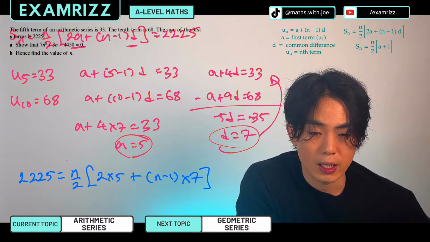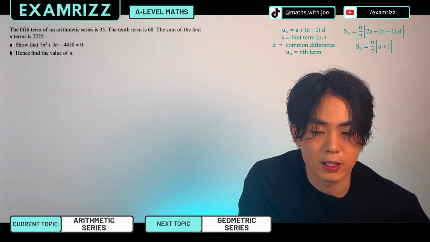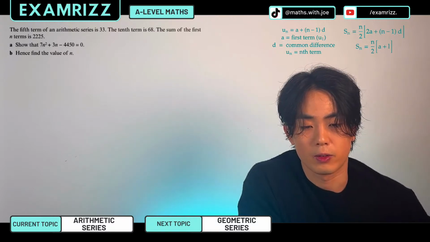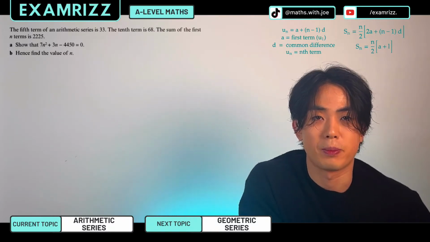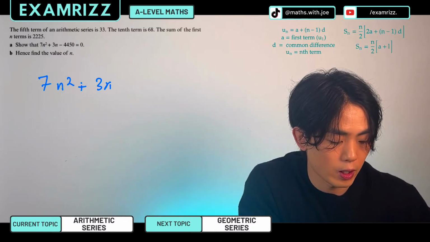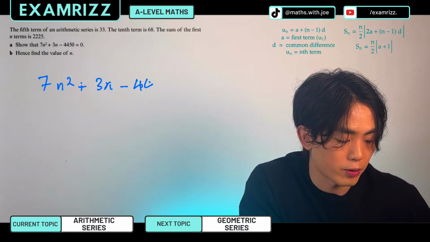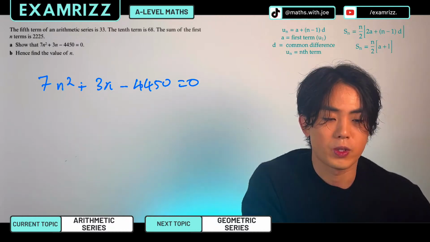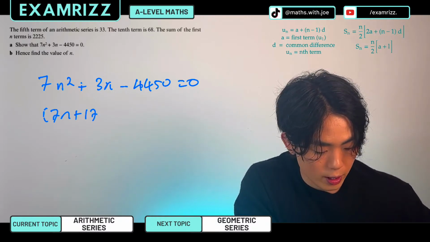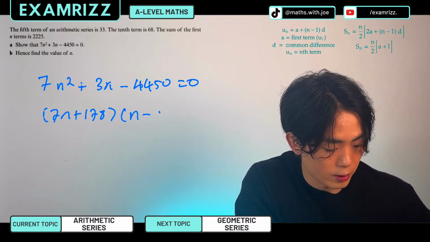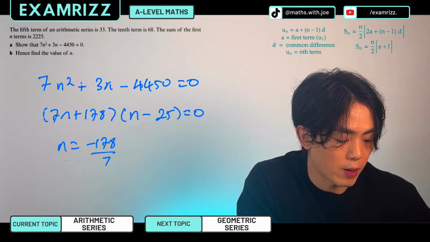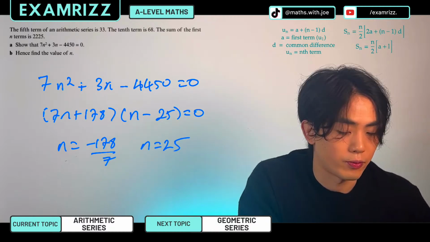So if we do that, then we can go ahead and do part B. It says, hence find the value of n. Because we formed this quadratic equation at the beginning, we can just factorize this one here. So 7n squared plus 3n minus 4,450 is equal to 0. We can go ahead and factorize this, and if we do, we get 7n plus 178 and n minus 25 is equal to 0, which means that n is either minus 178 over 7 or n is going to be equal to 25.